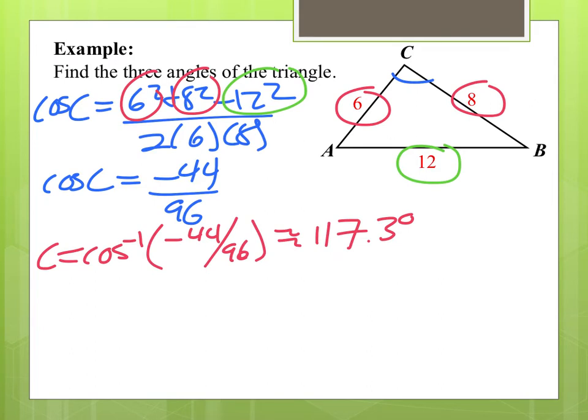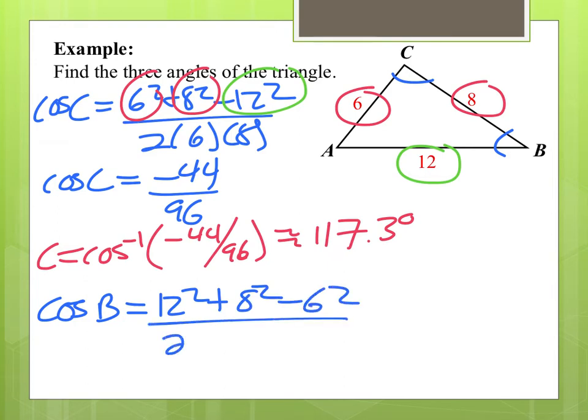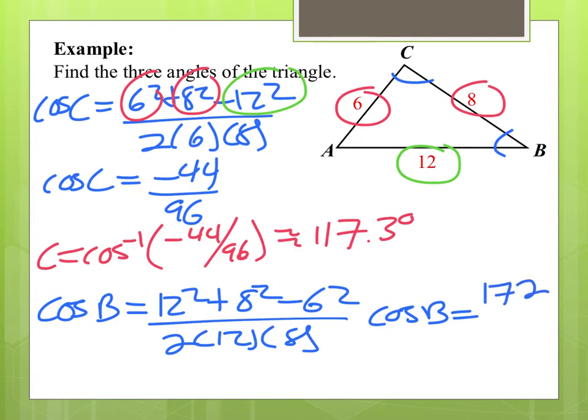Alright, so we have a similar process here if we wanted to solve for a different angle. Let's say now that we wanted to solve for angle B. So now we're down here. We would start with the cosine of B is equal to 12 squared plus 8 squared minus 6 squared divided by 2 times 12 times 8, which means that the cosine of B is equal to 172 over 192. Alright, from this step we would take the cosine inverse of that fraction, and if you did, then you get that B is approximately 26.4.